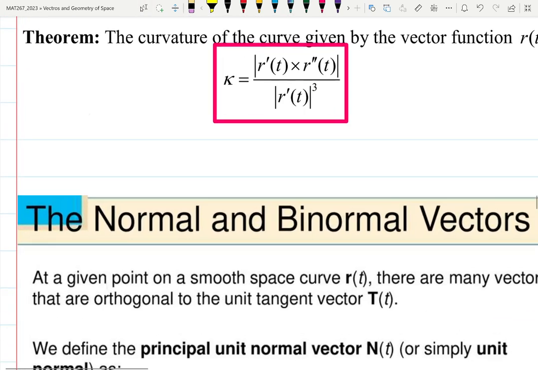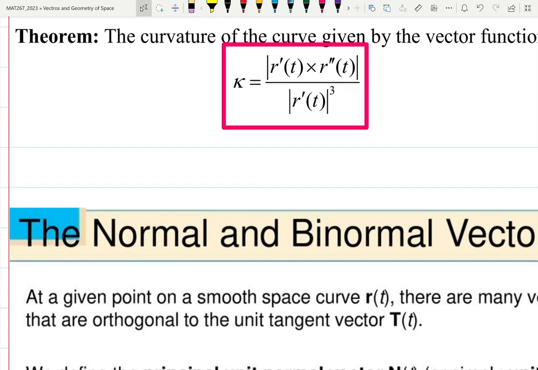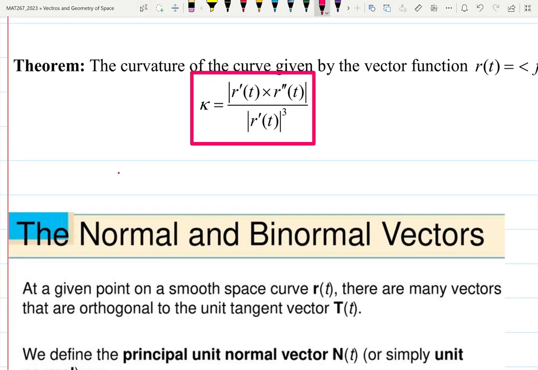So this one, was it too fast? R prime cross product R prime prime over R prime cubed, and then the size of everything. So we're going to be collecting, finally, T, N, and B. Those are very important things in STEM.